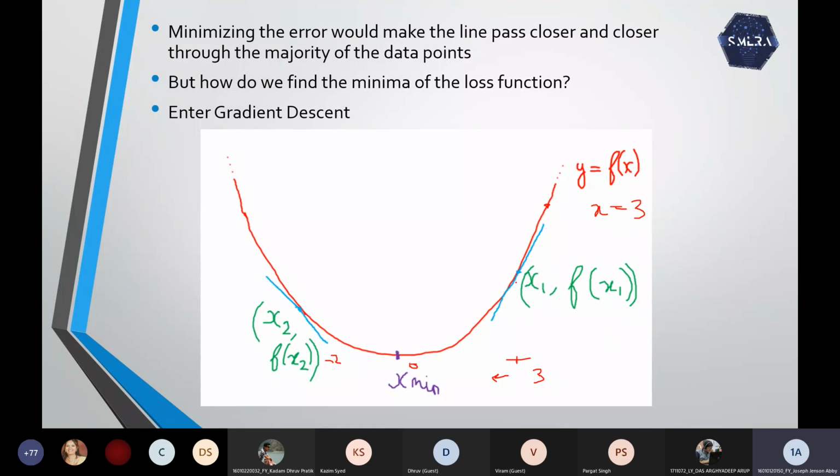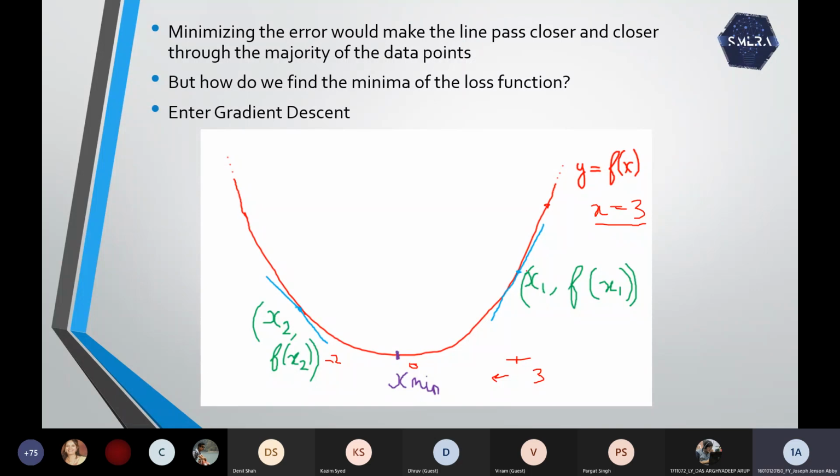Now you have randomly taken a value. Here you have taken x equal to 3, maybe you'll take x equal to -3. You don't know where the point is lying, whether it is ahead of the minima or behind the minima. So to fix that issue, since we don't know where the point lies: if it is ahead of the minima, we need to subtract from the x value. If it is behind the minima, we need to add to the x value. So what do you do to solve this issue?